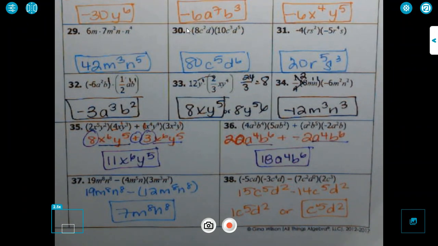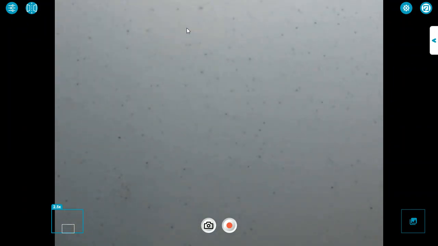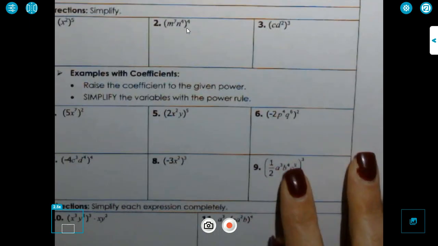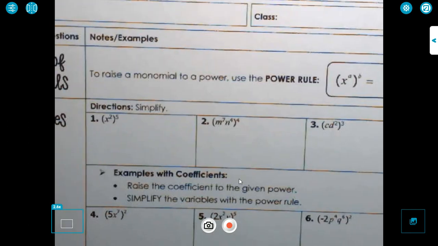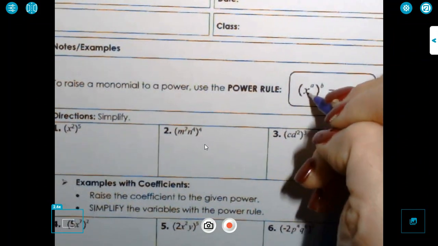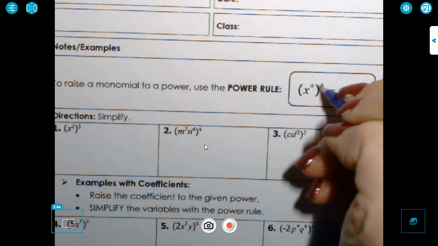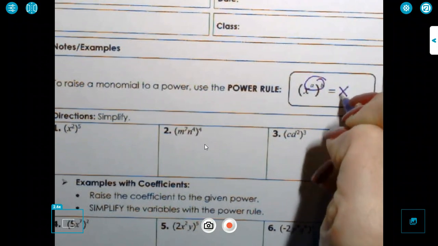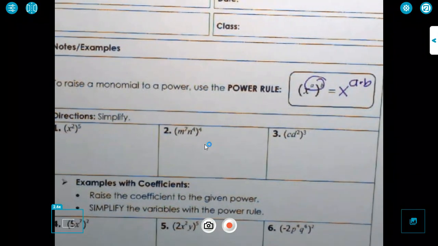All right, so the next paper that we went to, I believe, was our power to a power notes. Okay. And now I don't have everything filled in up here. But power to a power is basically when you're raising one base with an exponent to another exponent. And all you're going to do is multiply that. It's going to be x to the a times b.